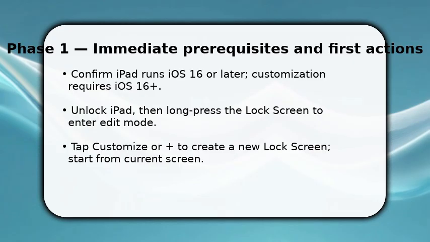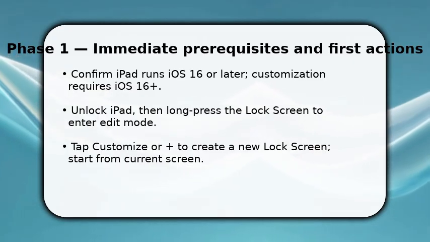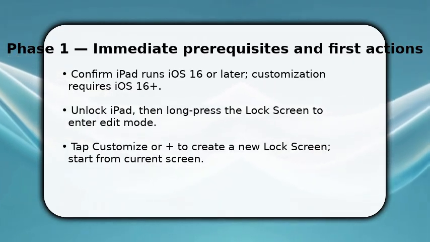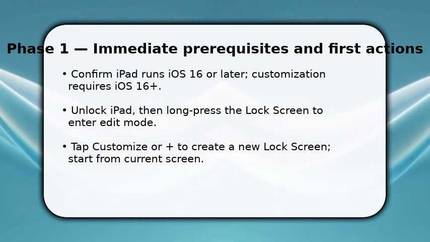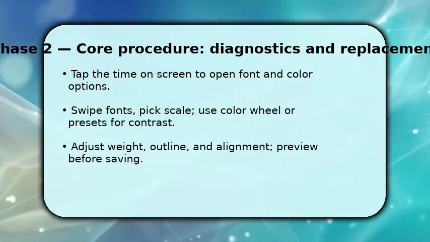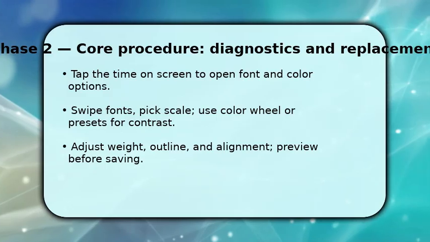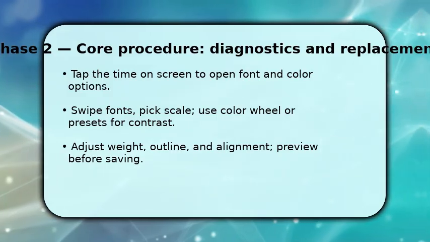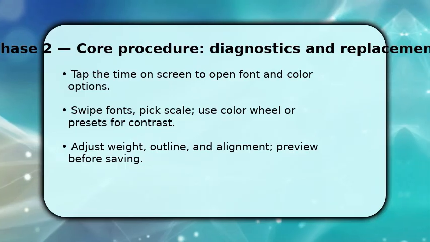Once in edit mode, make sure to select the lock screen itself, not a widget area, so the font controls become available. Tap the on-screen time to reveal font choices and color tools. Then swipe through the available fonts. Each change updates the preview, so you see the result instantly.